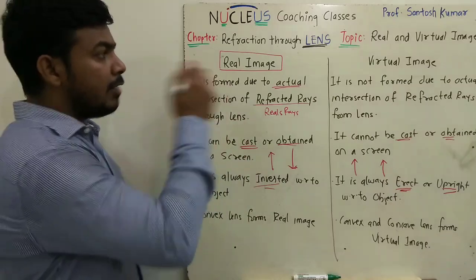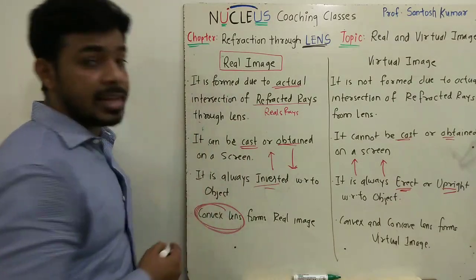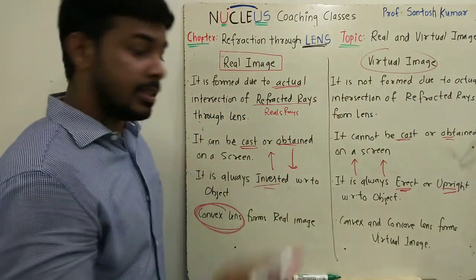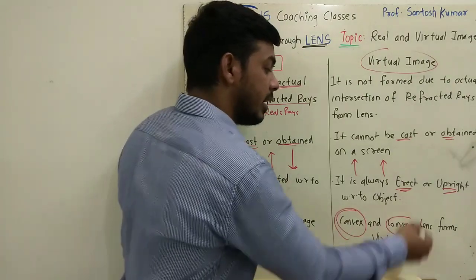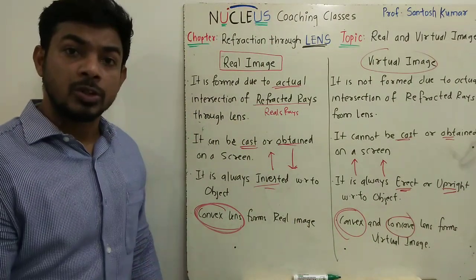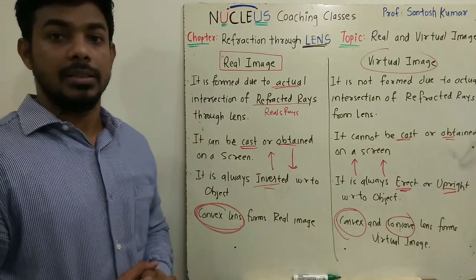Now, if I have to form a real image, then definitely I have to use convex lens. Convex lens forms real image. But in order to obtain virtual image, we can use convex lens as well as concave lens. So convex lens can be used to form real as well as virtual image, but concave lens always forms virtual image. Thank you.